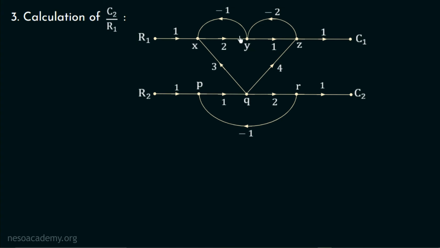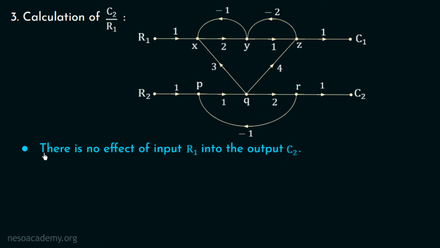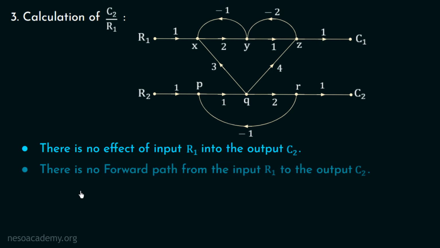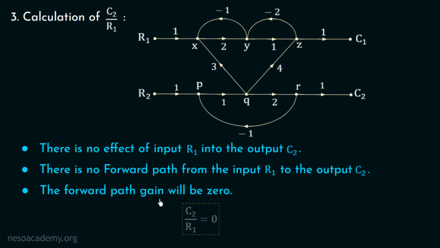And that's why there is no way by which we can move from this input node R1 towards this output node C2. And that's why we can say that there is no effect of input R1 into the output C2, because there is no forward path from the input R1 to the output C2. And since there is no forward path, the forward path gain will be equal to 0. And if the forward path gain is equal to 0, then if we apply the Mason's gain formula, we will get the overall transfer function C2 over R1 equal to 0. So the transfer function C2 over R1 will be equal to 0.